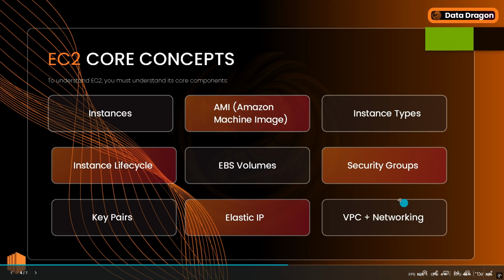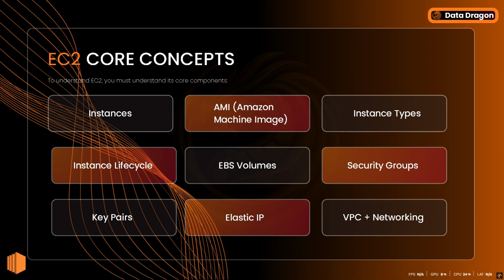And VPC networking is nothing but, every EC2 instance lives inside a virtual private cloud. We decide which subnet it belongs to, whether it has internet access, route tables, and NAT, etc.